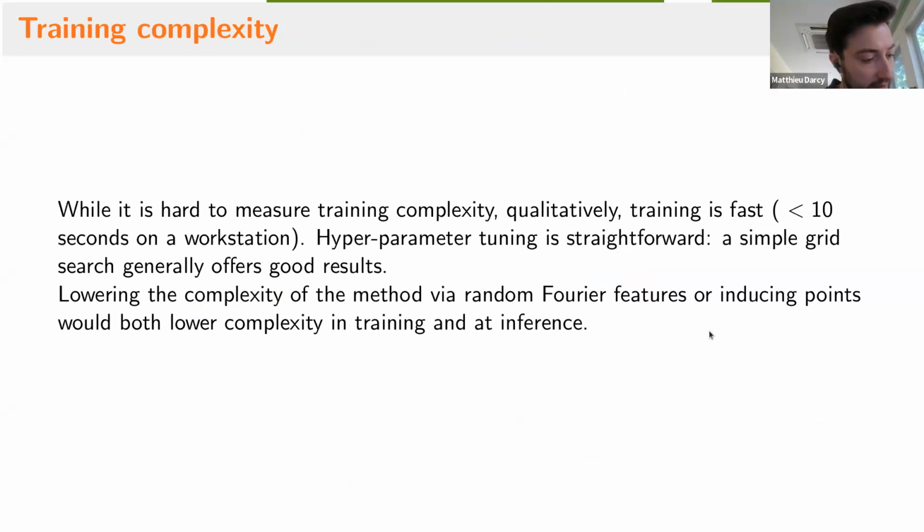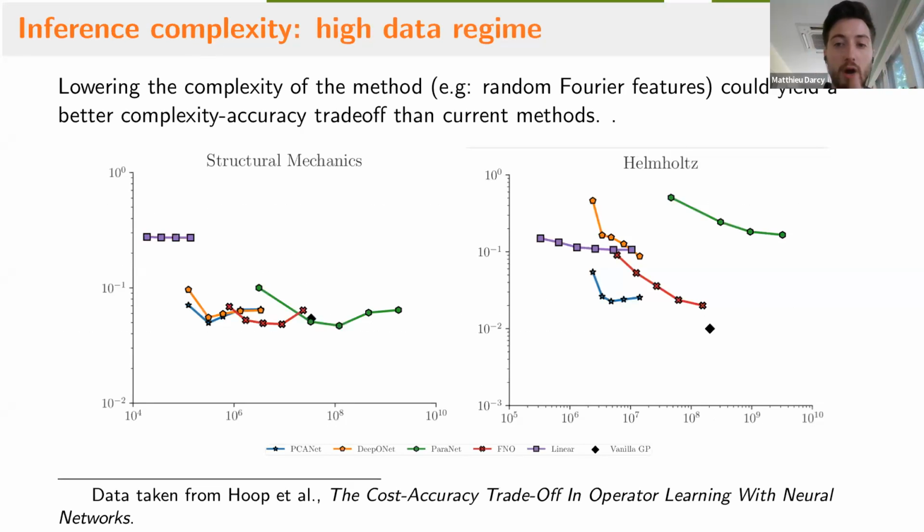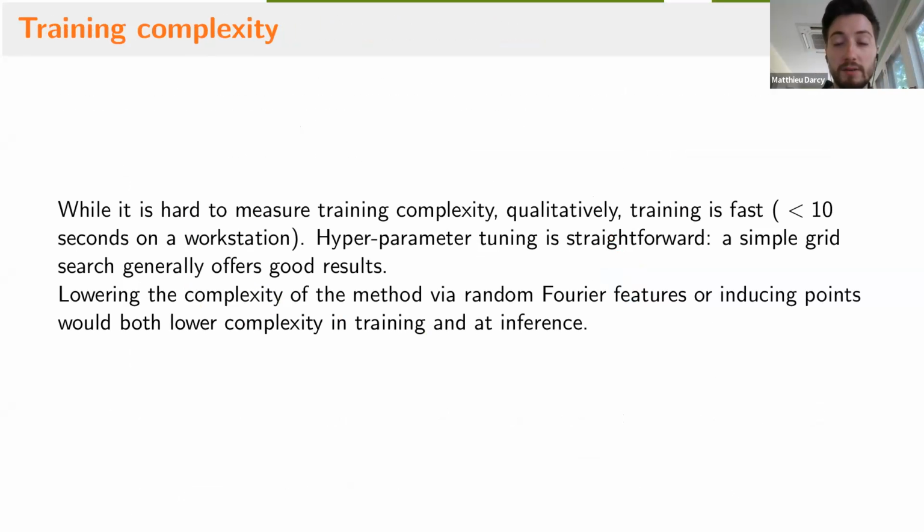So I mentioned that all of these cost accuracy plots are in terms of inference complexity, meaning once you've trained your model, how much cost you're incurring at inference for evaluation of a single data point. But there's also training complexity, and there aren't really quantitative metrics to measure this. But what we've seen qualitatively is that training for our method is quite fast.